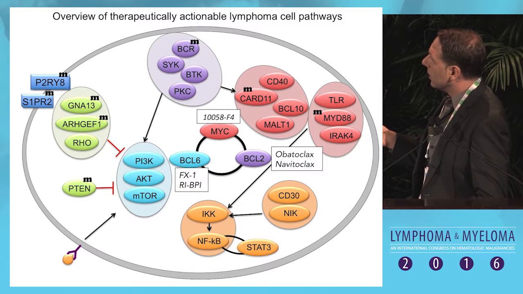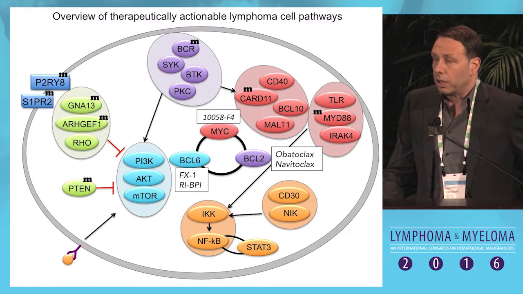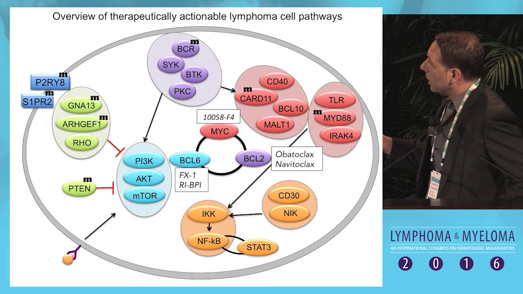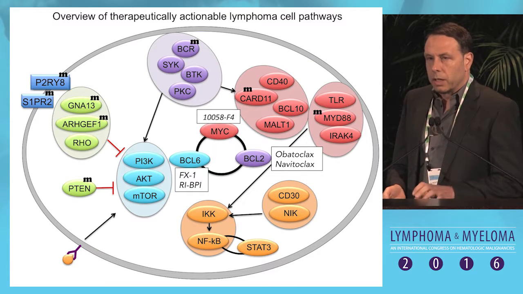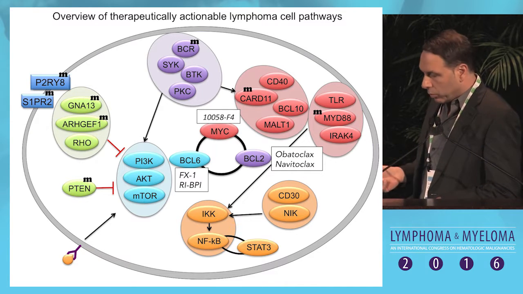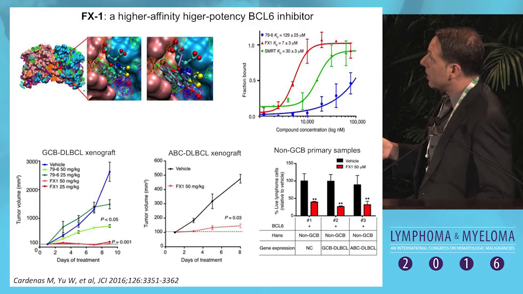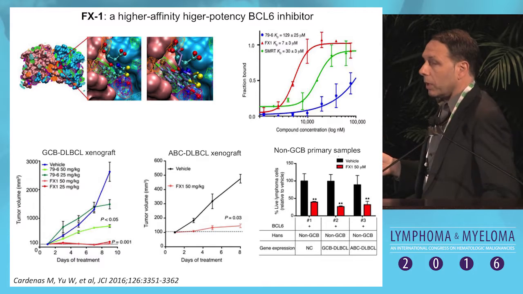And BCL6 is something that in our group we've been targeting for years. We have a previous version, a peptidomimetic called BPI, and I will now present some data that we published this year of an improved small molecule called FX1 for BCL6. This small molecule is a high affinity inhibitor.